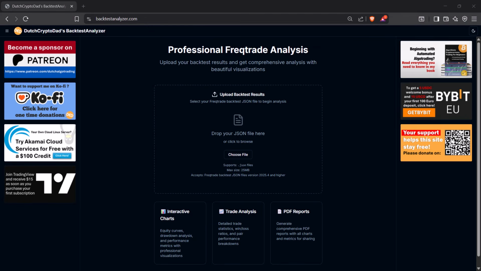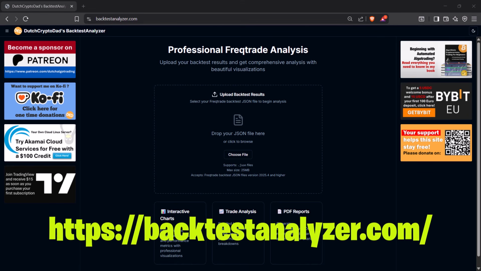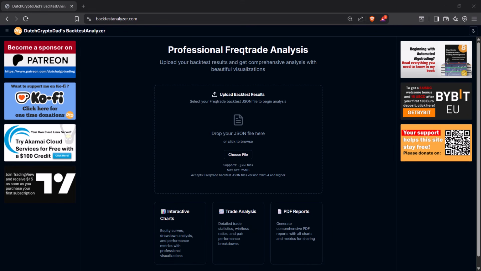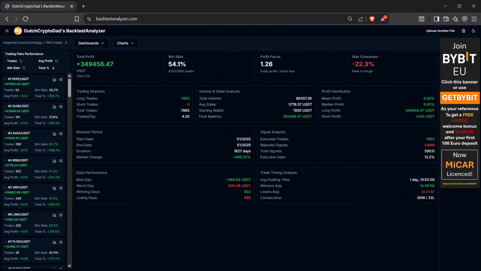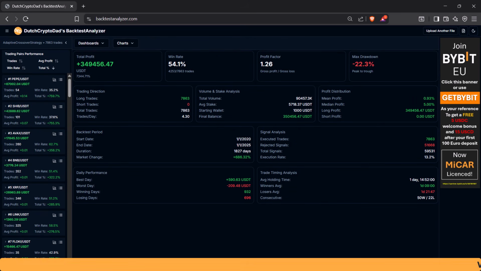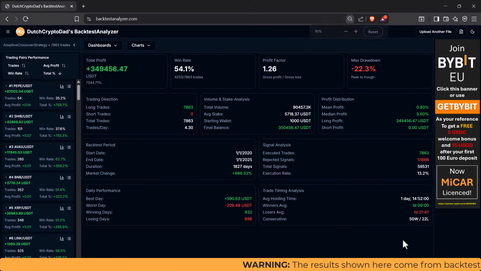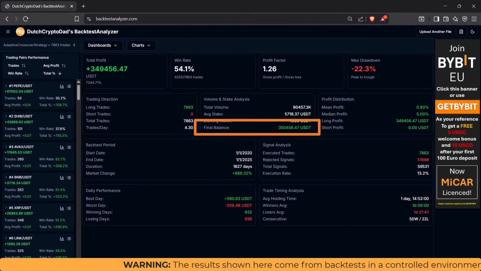I also created this backtesting analyzer website to do an extensive analysis over these backtest results. The results you get on the terminal from the backtesting engine are a good initial overview, but here I can really analyze what's going on with this strategy. And these numbers just blew my mind. Apparently, starting with just 1000 USDT and using a cumulative approach where more and more money is used for each subsequent trade, this strategy made a hypothetical profit of over 350,000 USDT.